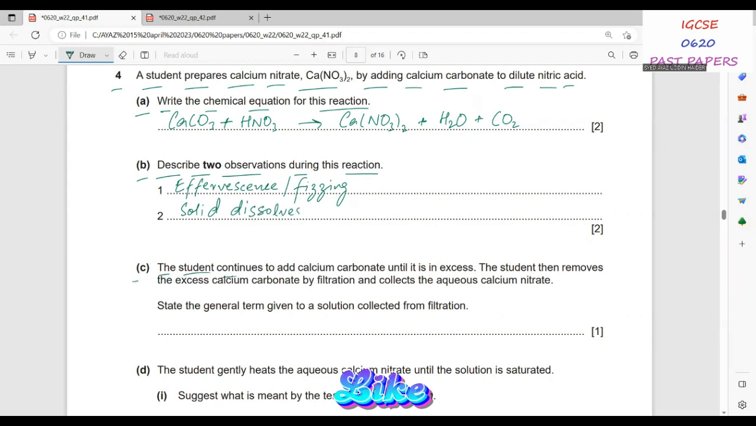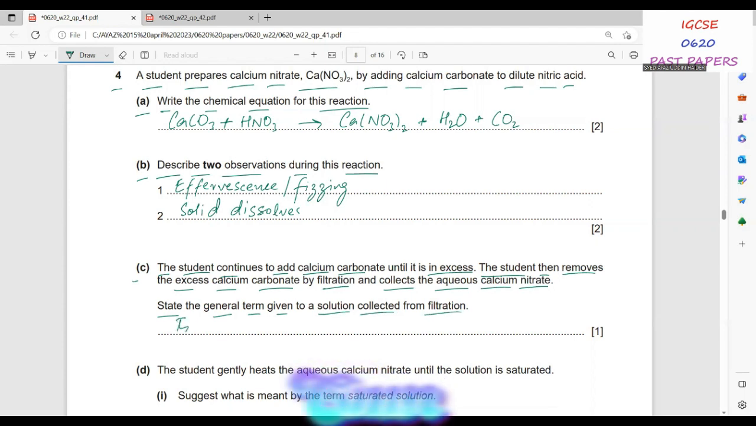C. The student continues to add calcium carbonate until it is in excess. The student then removes the excess calcium carbonate by filtration and collects the aqueous calcium nitrate. State the general term given to a solution collected from filtration. We call it filtrate.